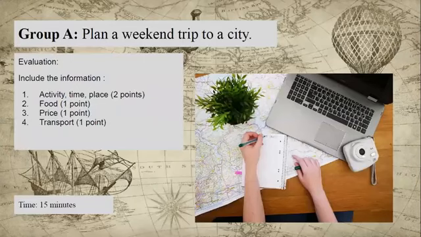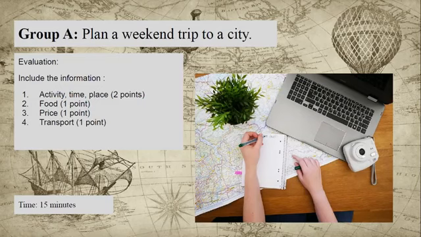Group A should plan a weekend trip to a city. Evaluation system. They need to include the information about activity, time, place, 2 points, about food, 1 point, about price, 1 point, about transport, 1 point.